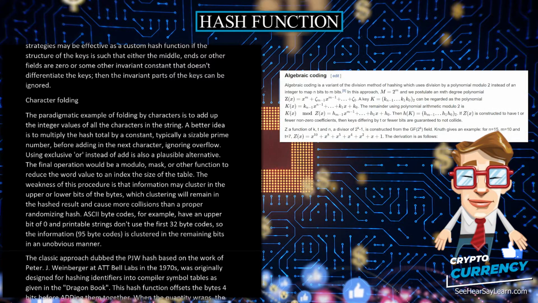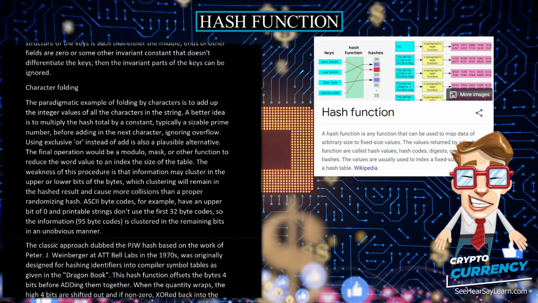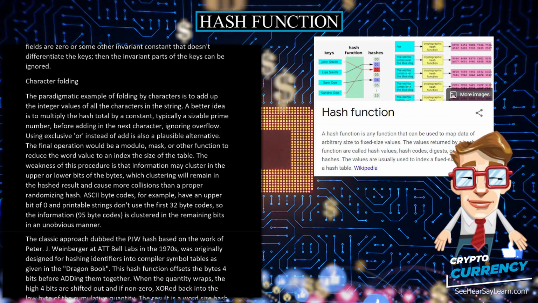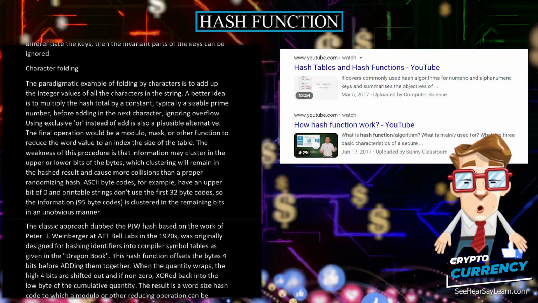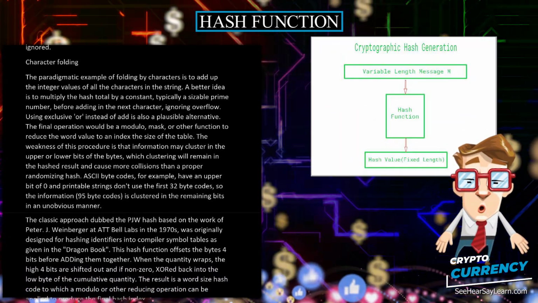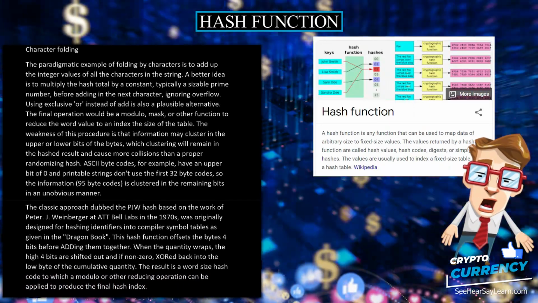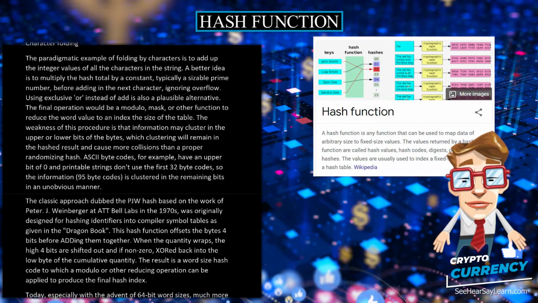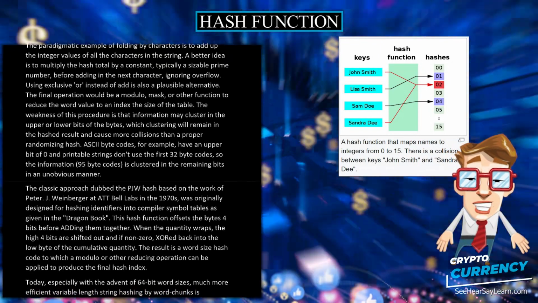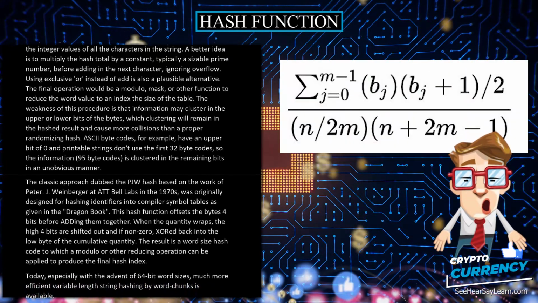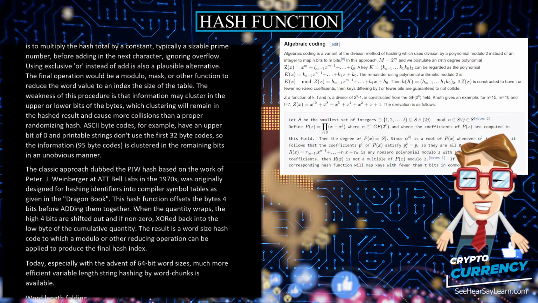The classic approach, dubbed the PJW hash based on the work of Peter J. Weinberger at AT&T Bell Labs in the 1970s, was originally designed for hashing identifiers into compiler symbol tables as given in the Dragon book. This hash function offsets the bytes 4 bits before adding them together. When the quantity wraps, the high 4 bits are shifted out and if non-zero, XORed back into the low byte of the cumulative quantity. The result is a word size hash code to which a modulo or other reducing operation can be applied to produce the final hash index.